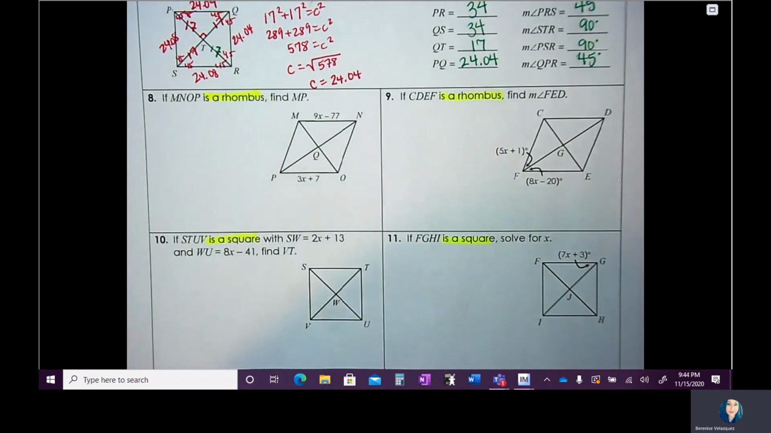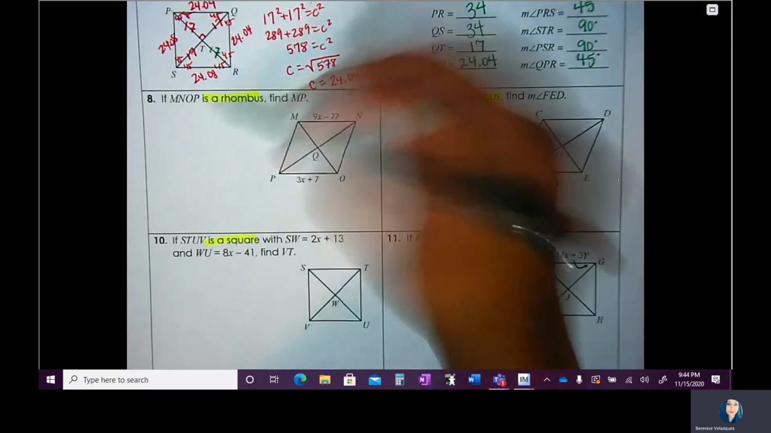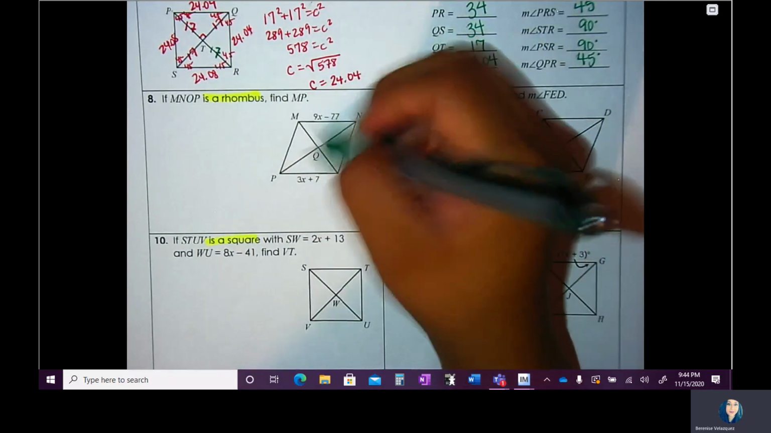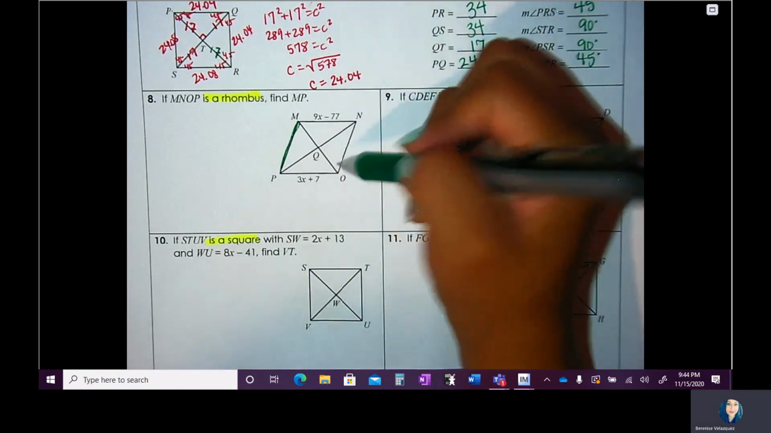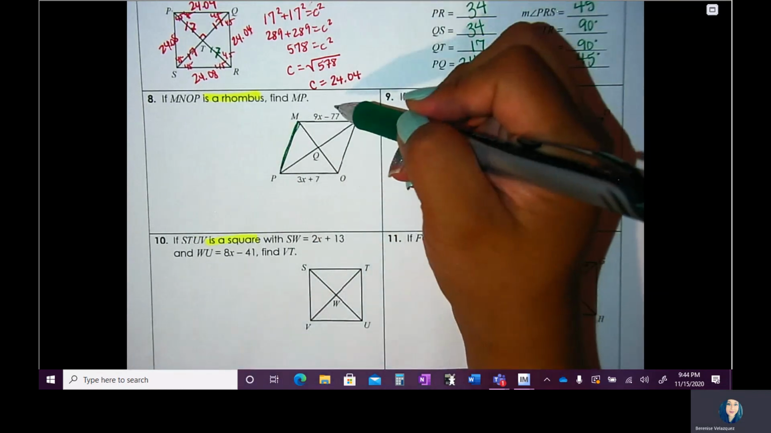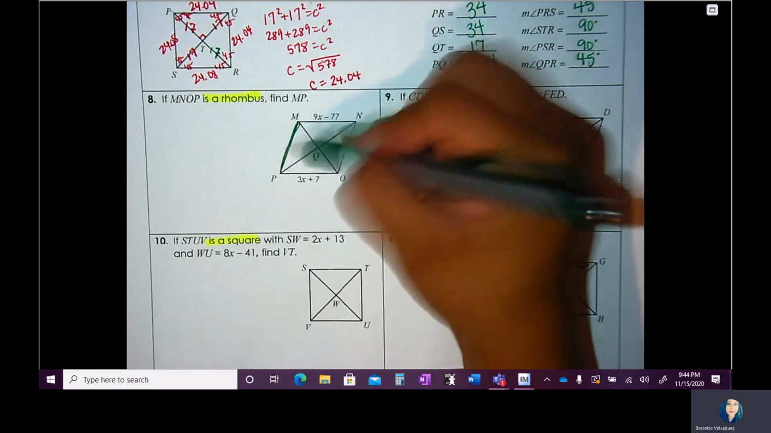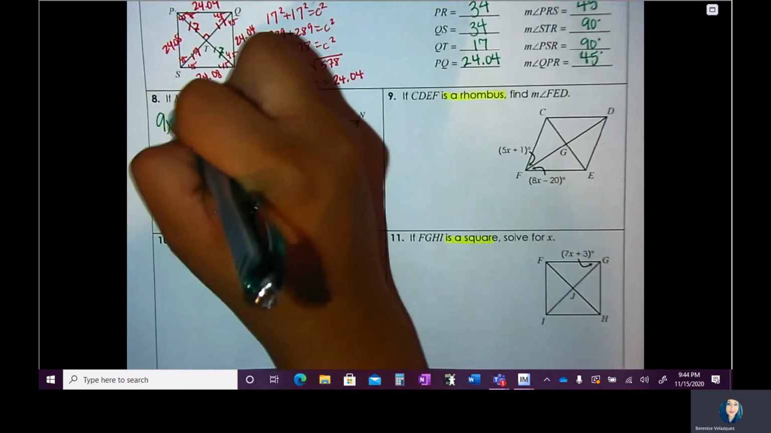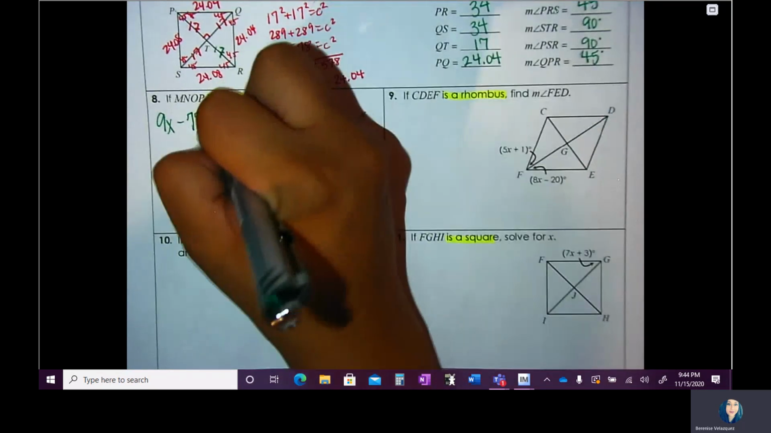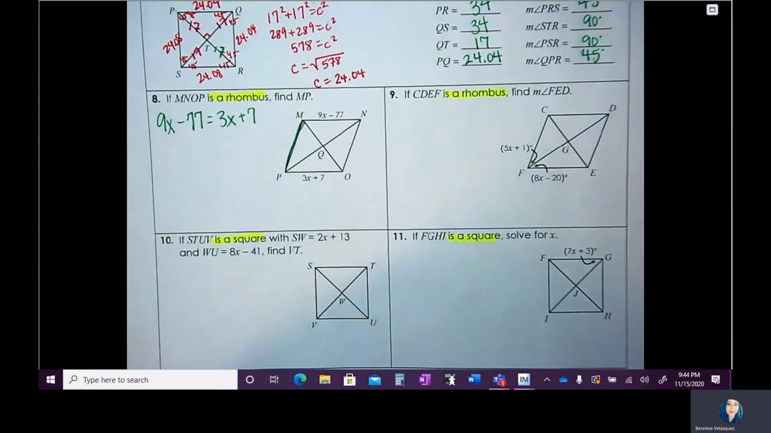Okay, so if MNOP is a rhombus, find MP. Here is the thing. We need to find X. We plug back in X, then we have our side, and they're exactly the same on all 4 sides. So 9X minus 77 is equal to 3X plus 7. Why do we set them equal to each other? Because all sides in a rhombus are equal to each other.